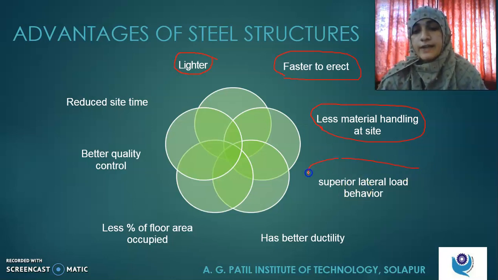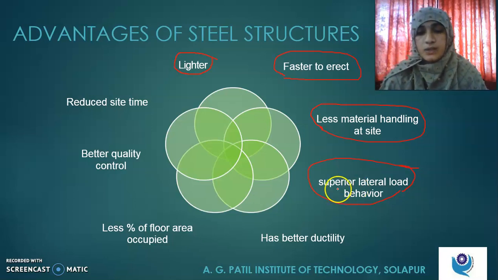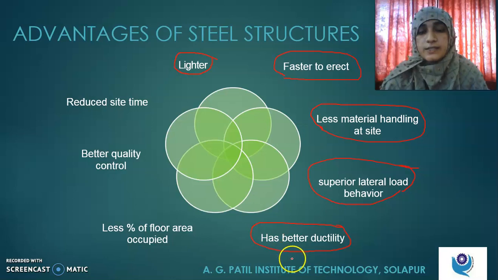The next advantage of steel structure is superior lateral load behavior. The most important thing is that steel is ductile, therefore it can carry lateral load easily. Therefore, superior lateral load behavior, and steel has better ductility. Another advantage of steel structure is it has better ductility. Next one is less percentage of floor area occupied by structural element.